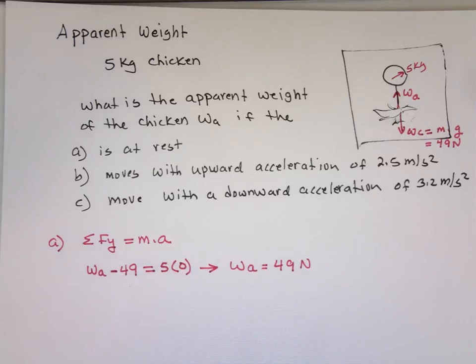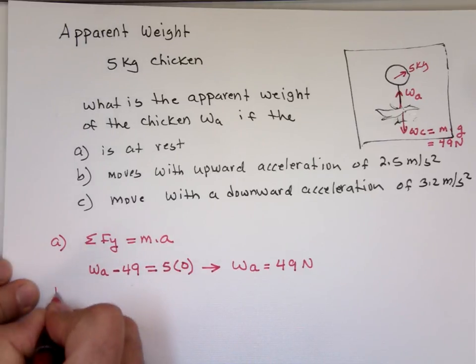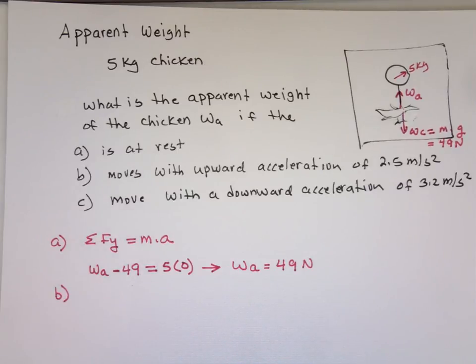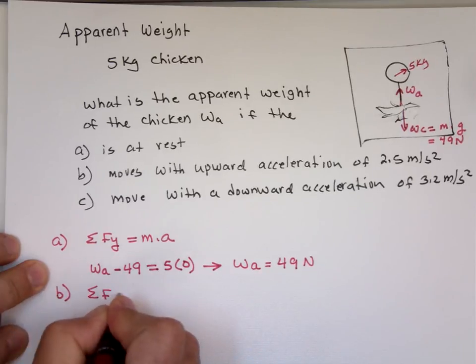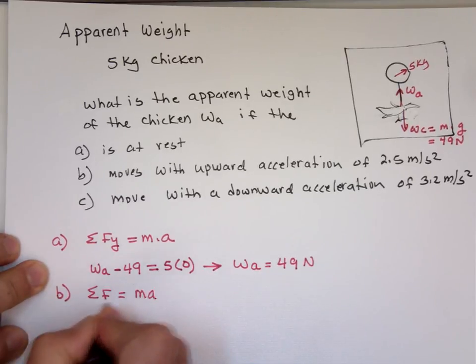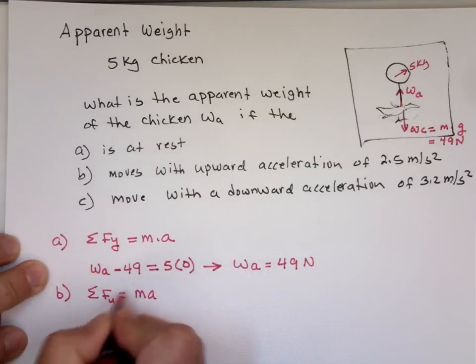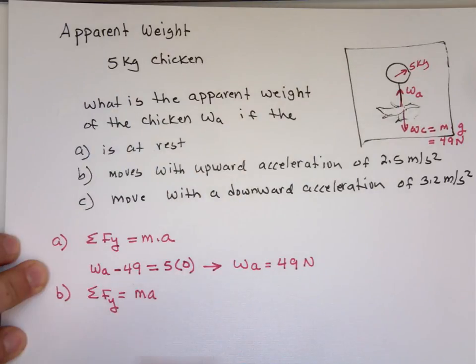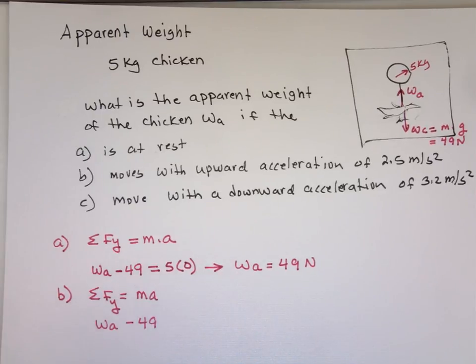Part B now. The elevator is moving in the upward direction. The net force equals mass times acceleration. The net force, I'm using up as positive, down as negative. The apparent weight minus the 49. The apparent weight is the string pulling up on the fish to the scale, right? Minus the weight of the chicken, which is 49. It should equal the mass times the acceleration.